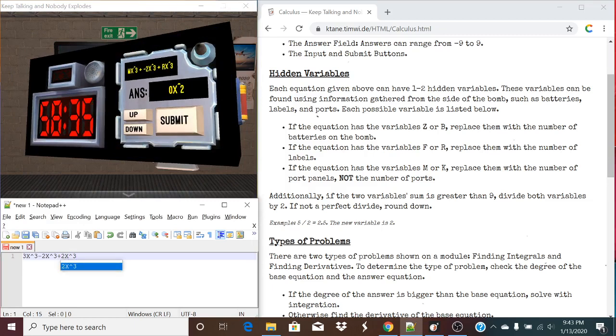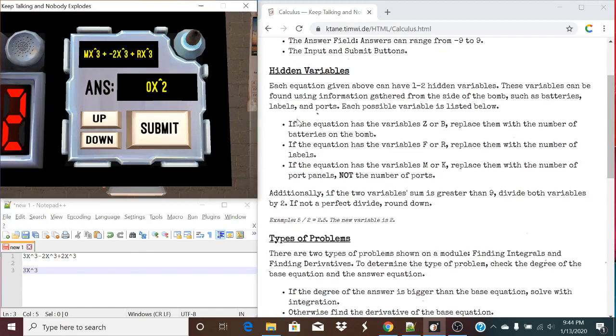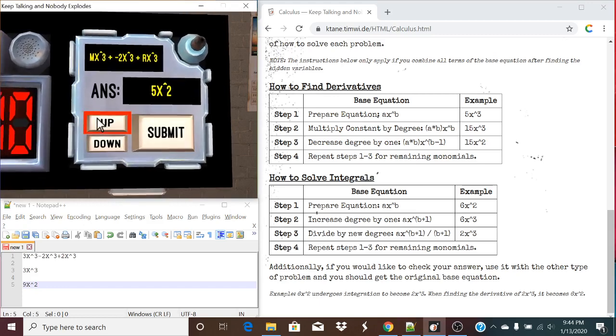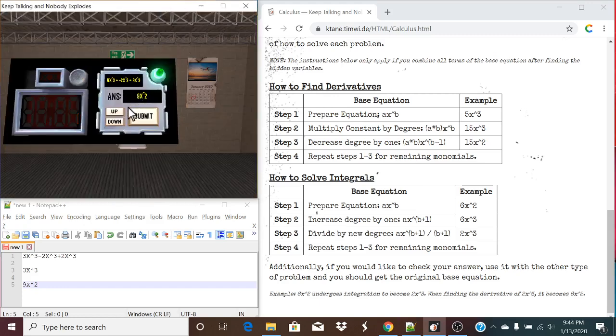Now let's add it all up. 3 minus 2 is a 1, plus 2 is a 3. So we are given 3x to the power of 3. And that's what we're working with. Now let's get that derived to the power of 2. Let's go down here and do like we did before. Multiply a times b together and then drop the degree. So in this case, it's going to be 3 times 3, giving us a 9x squared. Just like that, we'll go up 9, and a solved module.